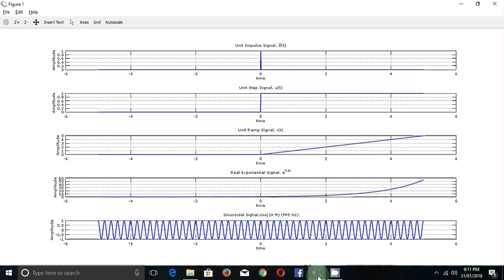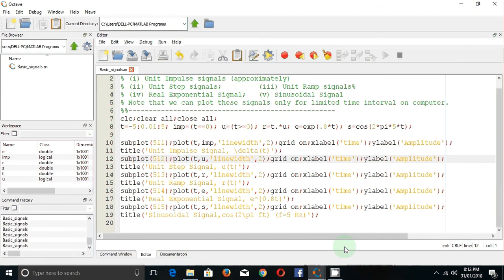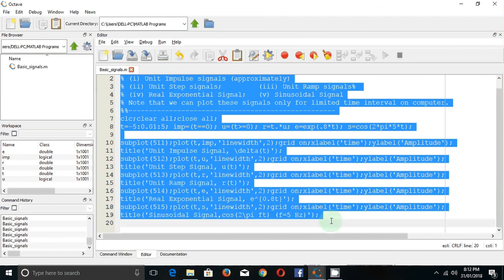This is the code, you can try it yourself. Now you can run this on Octave, or you can try this on MATLAB also, because the syntax of Octave is very similar to MATLAB. So we stop here.